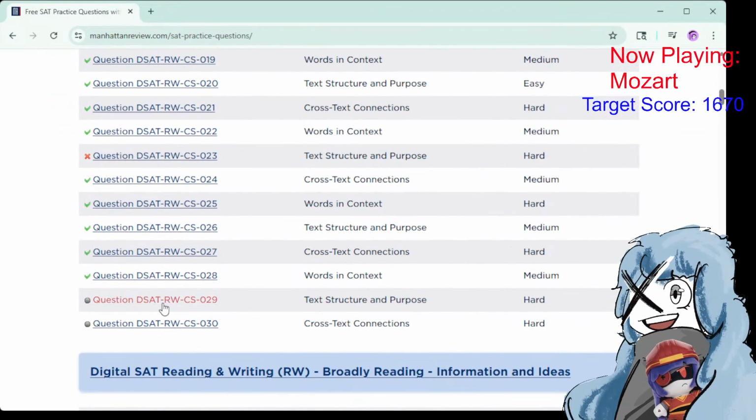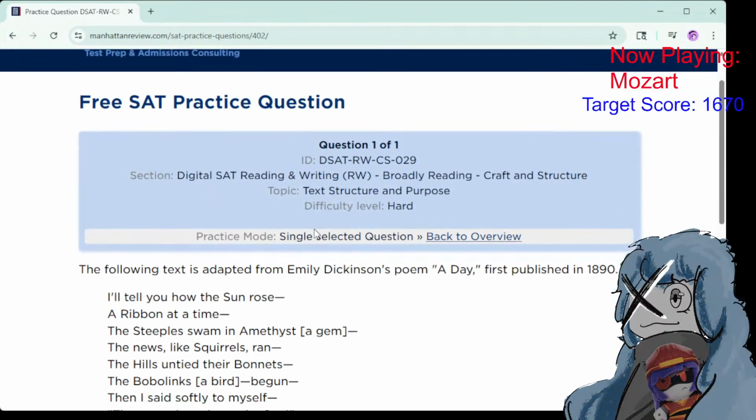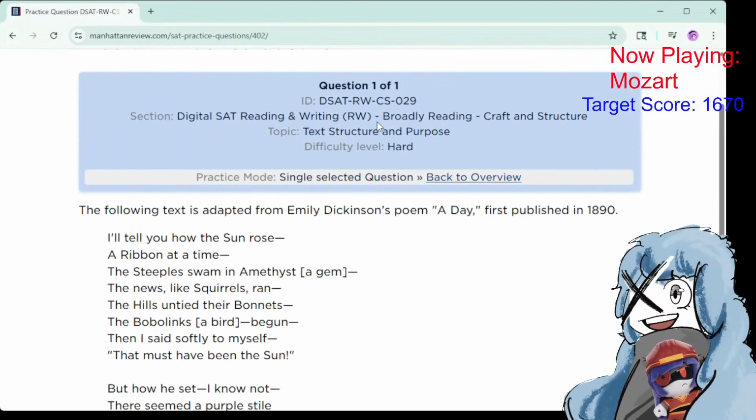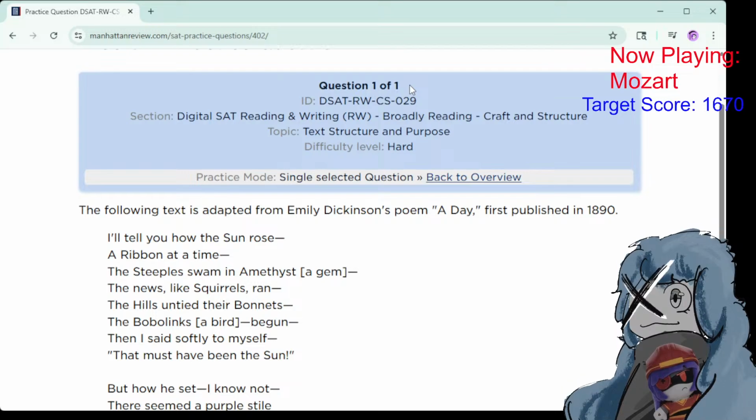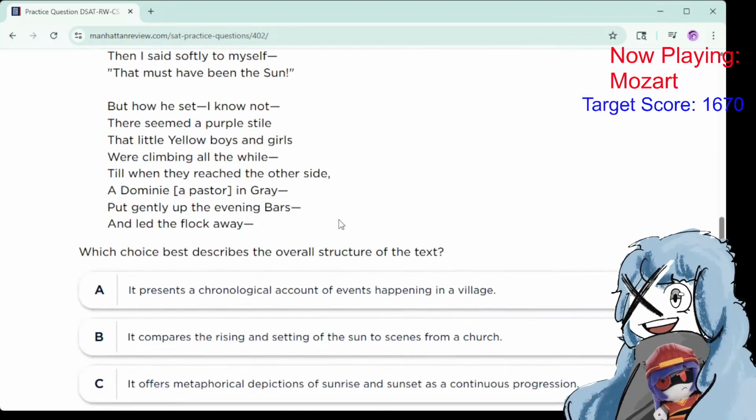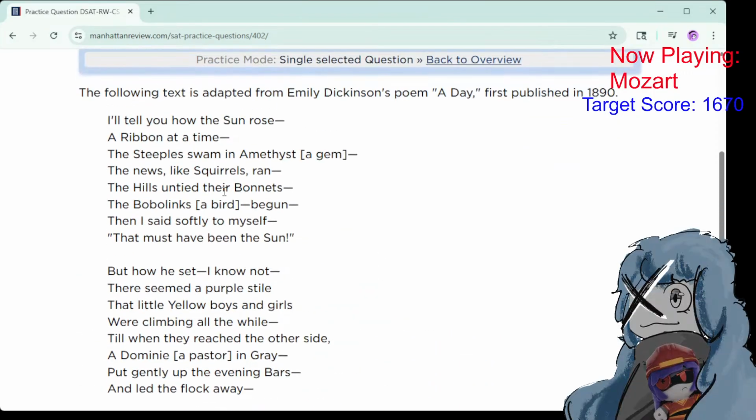The next is the textual purpose. Oh, a poem, Emily Dickinson. Of course, Emily Dickinson. Which is the overall structure of the text?